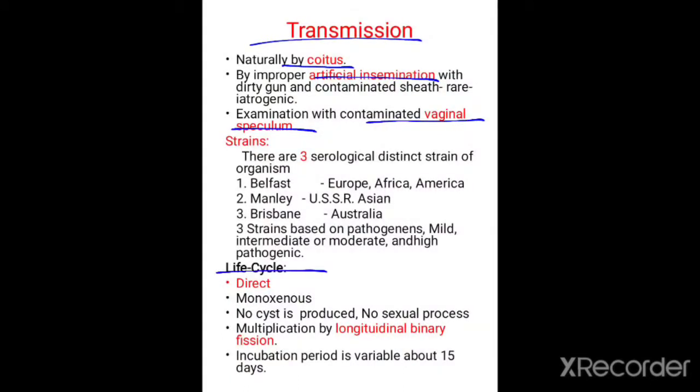When it comes to the life cycle, there is no involvement of any vectors, therefore the life cycle is direct, that is monoxenous. Here no cyst formation will be there, and multiplication is by longitudinal binary fission. The incubation period is about 15 days.